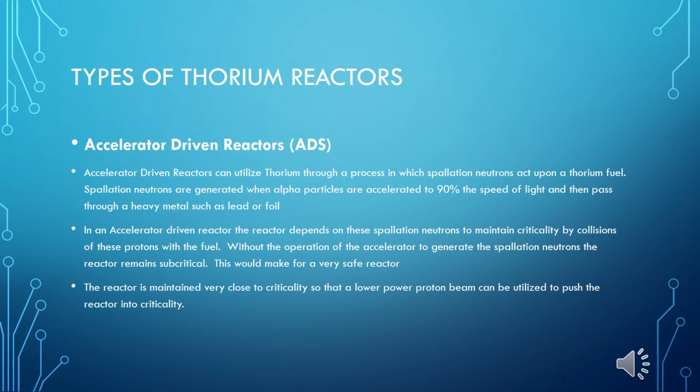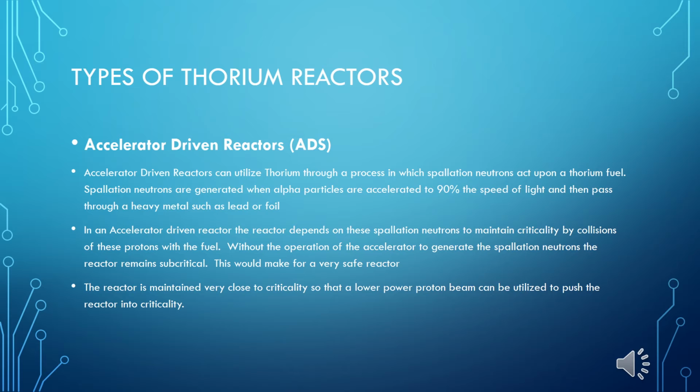Another method of a thorium reactor would be an accelerator-driven reactor. Basically, you would have a particle accelerator that would accelerate alpha particles to 90% the speed of light, and then strike heavy metals such as a foil or lead. And this creates what are called spallation neutrons, and these are what will be utilized to convert the thorium into uranium-233 and then split when another neutron is absorbed. This will give you the thermal energy for your thermodynamic process.